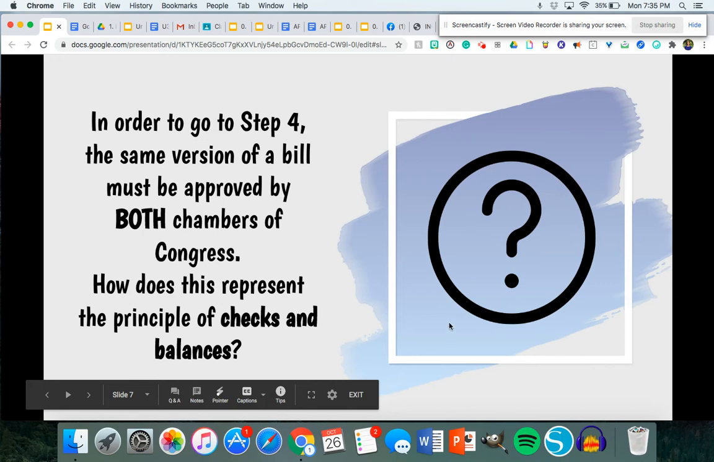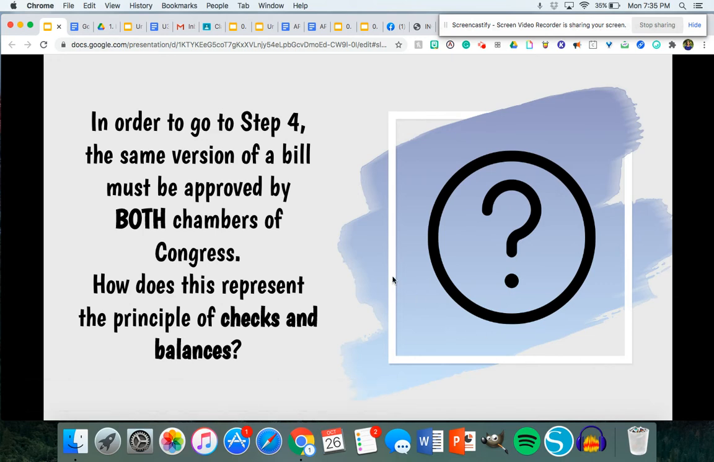Now, I want you to pause this video here in just a moment, and I want you to reflect prior to us talking about step 4. So in order to go to step 4, we just talked about how the same version of a bill must be approved by both chambers of Congress. Right? It always has to go through both before it can make it to the president's desk. So my question for you is, how does this represent the principle of checks and balances? Okay, so pause this video, respond on your note sheet, and then press play when you're ready to move on.